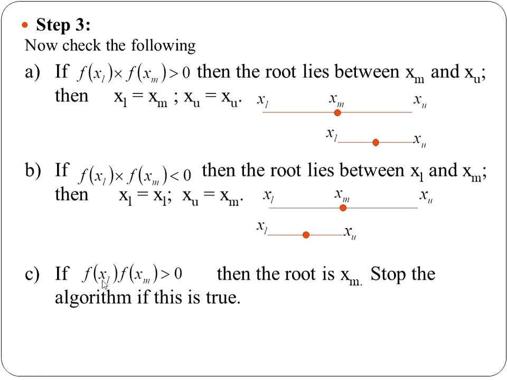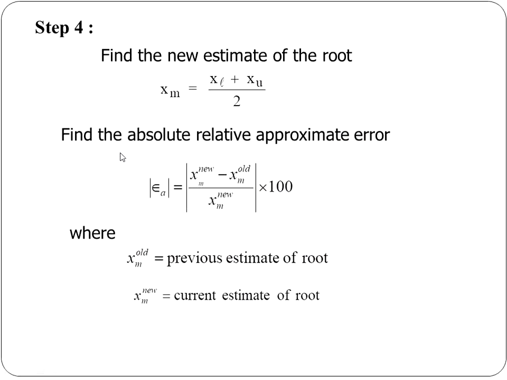If f of xl into f of xm is equal to 0, then the root is xm and you stop the algorithm. Now this is your third step. In the fourth step, you have to find the new estimate of the root by using the same bisection formula. This formula is called the bisection formula.